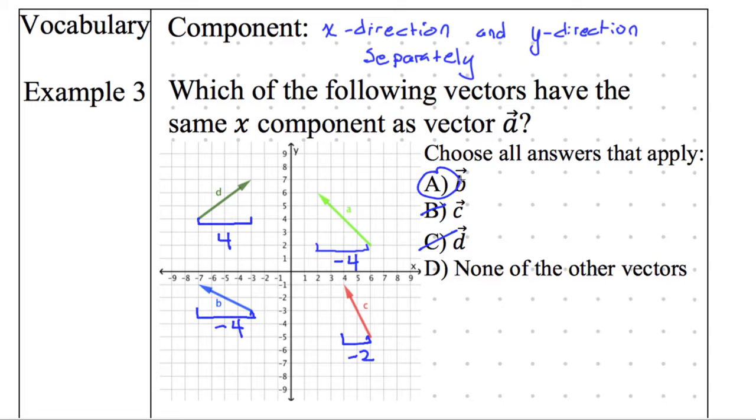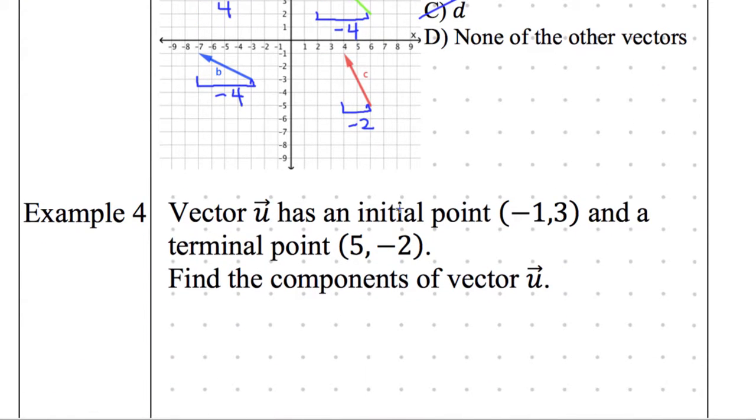Ask me questions now. This is the perfect time for it. Wait, what are the same? Oh, okay. Yeah. So components can be negative depending on if they're going left, down, or whatever have you. So far so good? Let's look at another type of example that I can ask you about components.